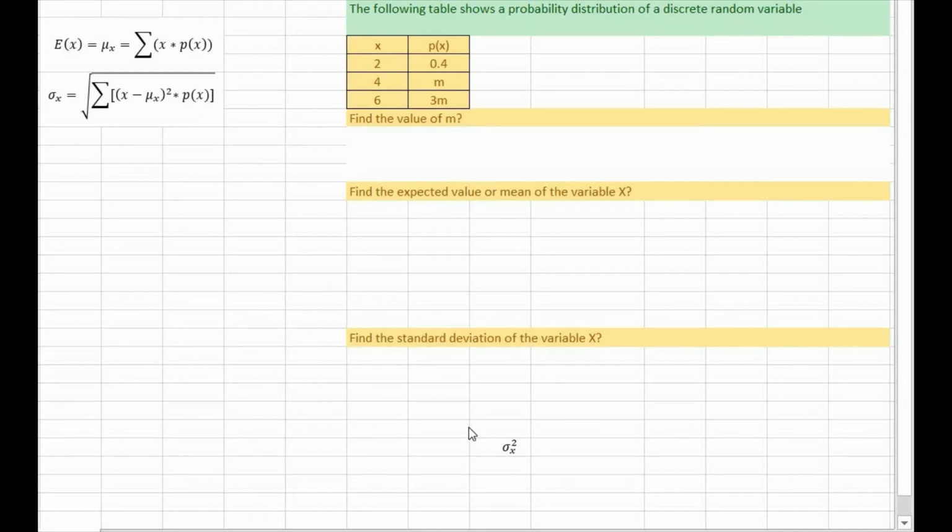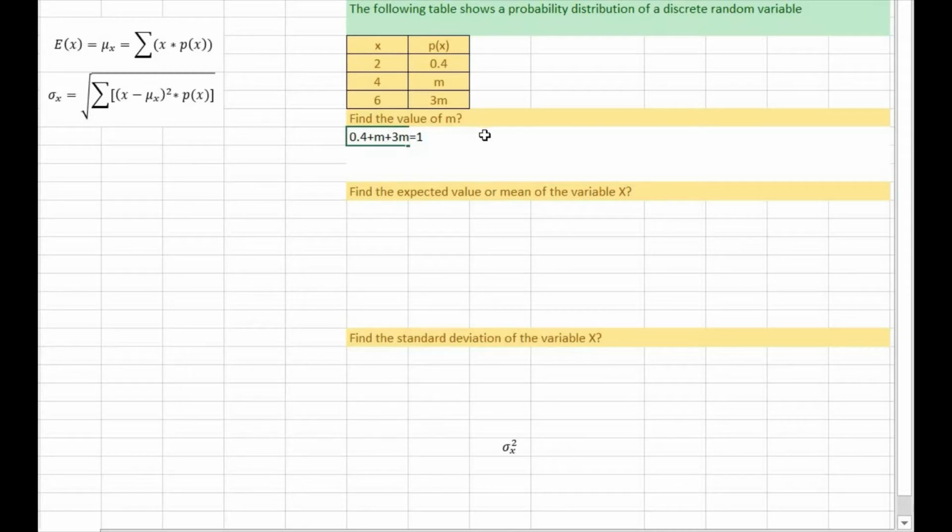Here is another example. The following table shows a probability distribution of a discrete random variable. Find the value of m. To find the value of m, we know that the sum of the probabilities in a probability distribution is equal to 1. That means if we add 0.4 plus m plus 3m, you're going to get 1.